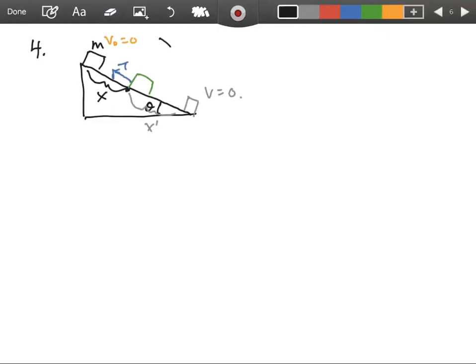Where the initial distance of travel plus the final distance of travel is equal to the entirety of the length of the plane, right? So the length of the hypotenuse. So here, what I want to know is, according to that problem, what's the tension?